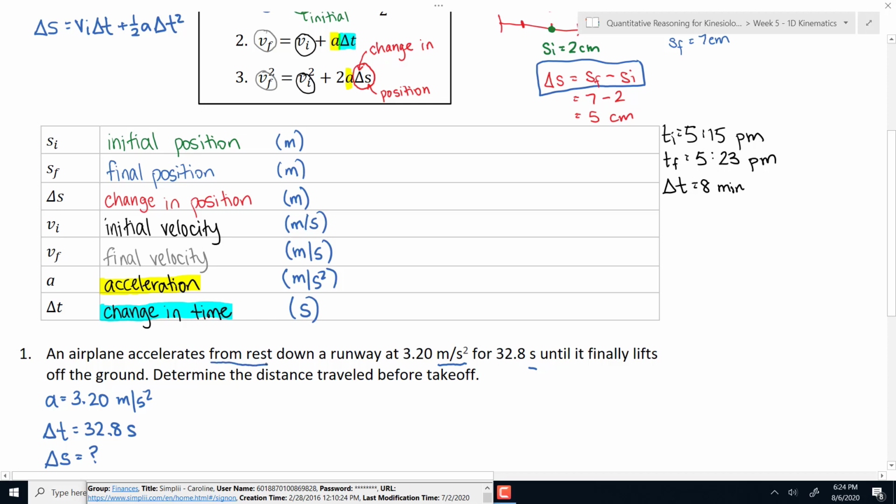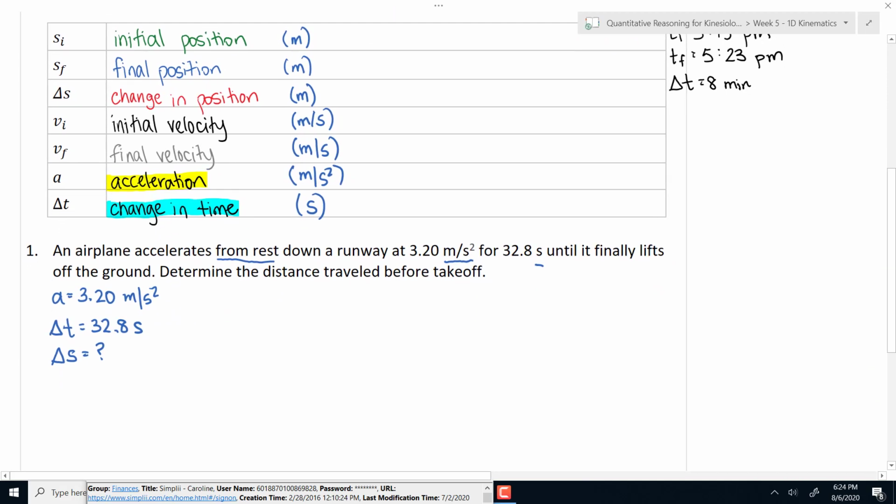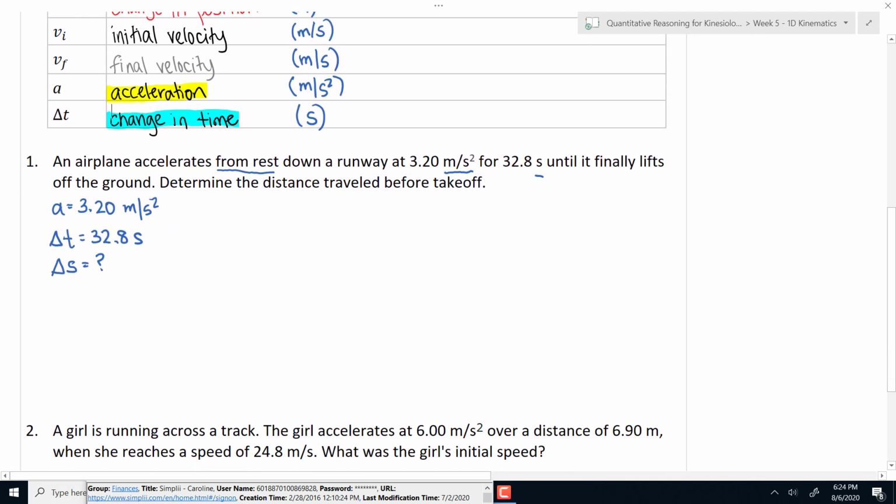So that is actually giving us a piece of information that we had missed. What information is that? It's telling us that the airplane starts at rest. So what does that mean? It's resting, it's not moving yet. So its initial velocity is 0. V initial equals 0. And I'll put in the units, meters per second.